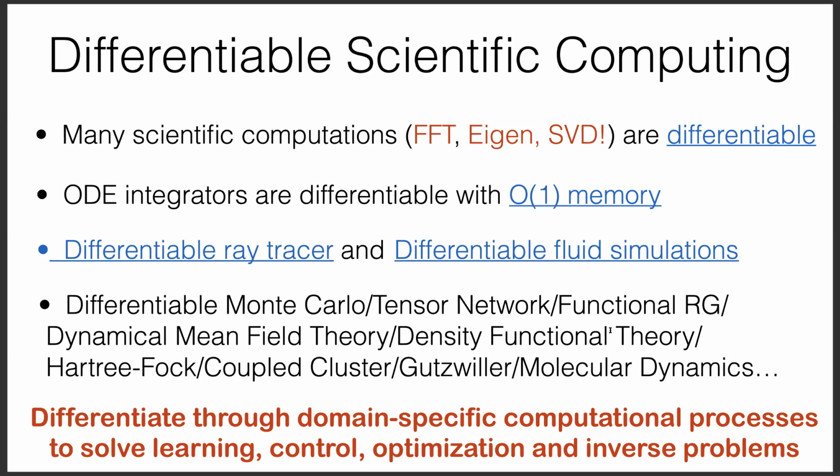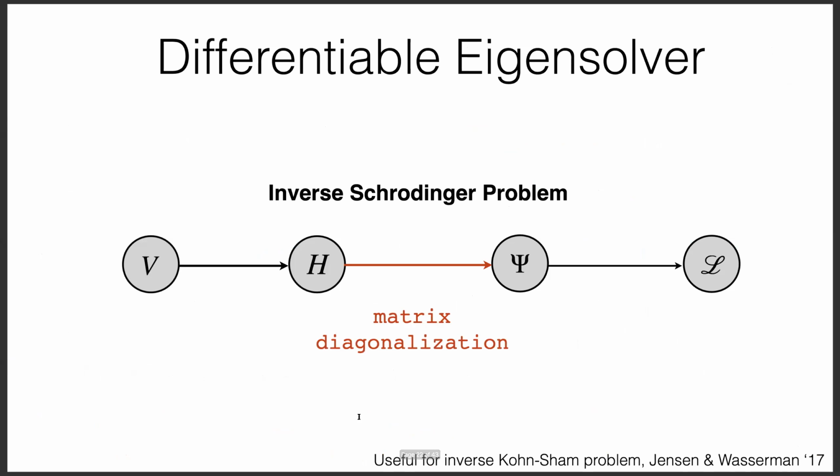So why are we doing that? That's because with the support of taking gradients, this is a simple fact, we can more efficiently and more creatively use those tools to solve learning, control, optimization, and inverse problems. Like the one I showed to you in the very beginning, right? That inverse Schrodinger problem, solving the potential given the density.